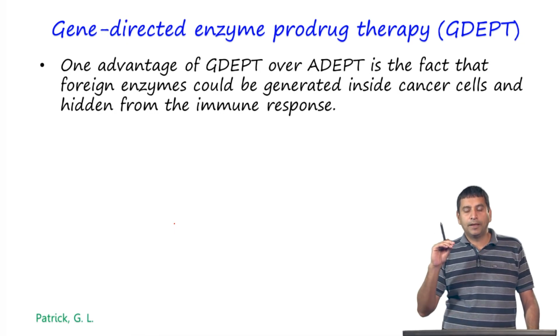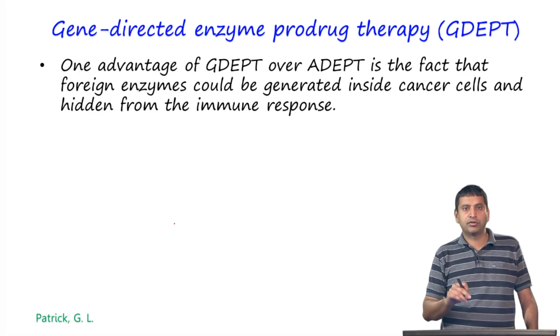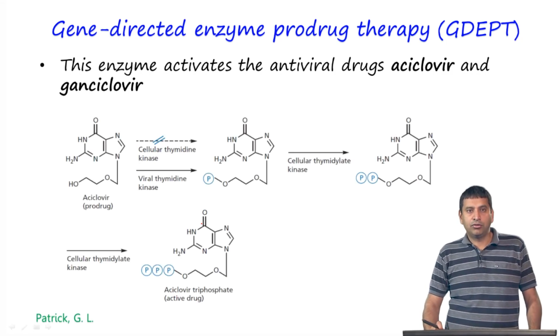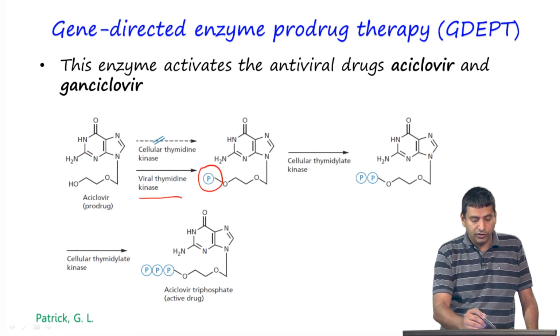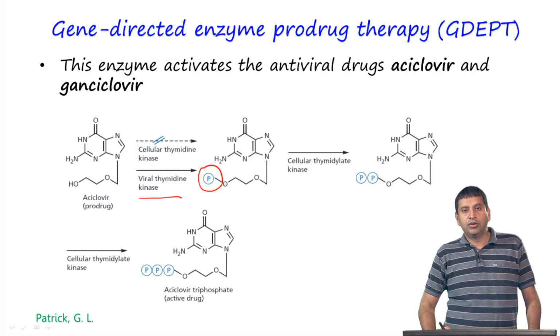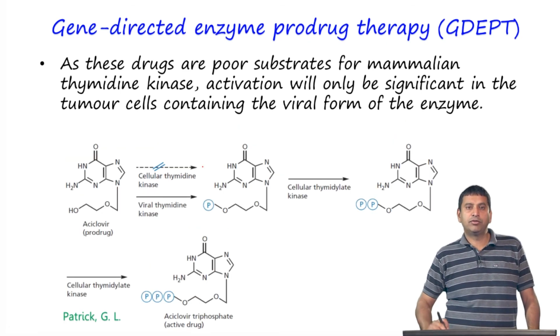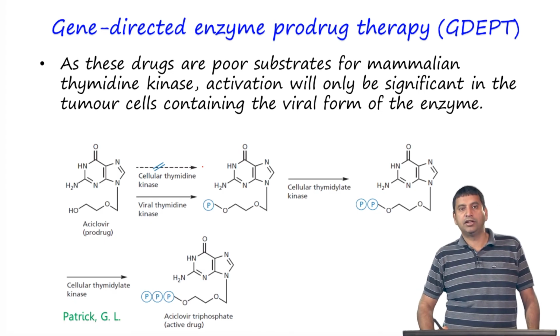One advantage of GDEPT over ADEPT is that since the foreign enzymes are generated inside the cancer cells, they are hidden from the immune response. The example we are going to look at is thymidine kinase, which is produced in herpes simplex virus and has been studied quite extensively for GDEPT. The viral enzyme is going to phosphorylate the prodrug. Here the cellular thymidine kinase keeps phosphorylating these groups. As these drugs are very poor substrates for mammalian thymidine kinase, the activation will only be significant in tumor cells containing the viral form of the enzyme.